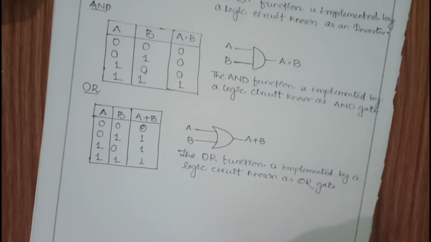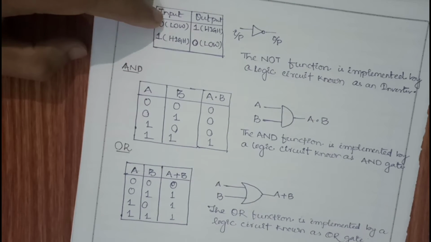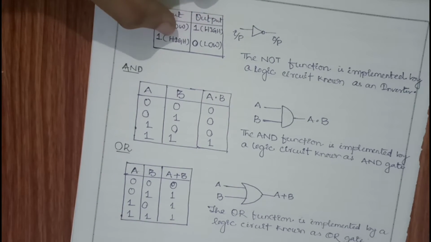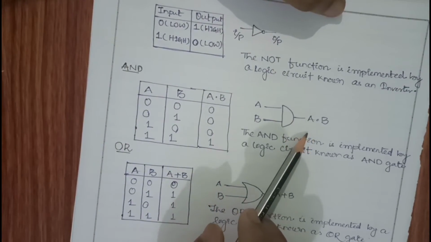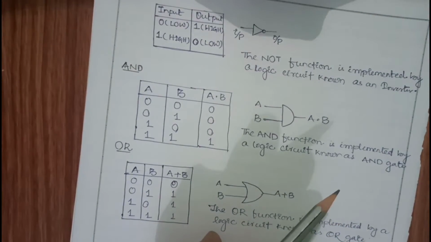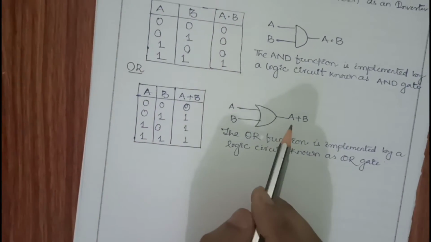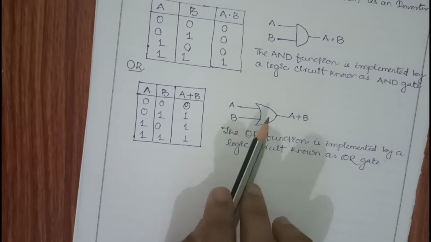So you see, this is the truth table for AND, OR and NOT. You know about it. When I apply 0, I will get a 1. When I apply 1, I will get a 0. Similarly for the AND gate, the output will be 1 when both my inputs are 1. Only in that case will my output become 1. Similarly for the OR case, if any of the inputs is 1, then the output will become 1. Or if both my inputs are 0, then my output will become 0.